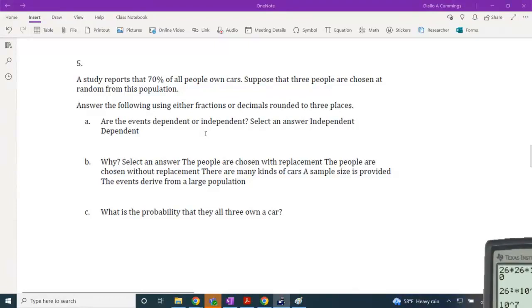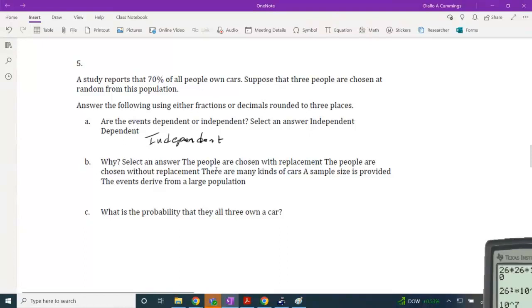Now, if it's a large population of people, I doubt very highly that the 3 people know each other at all. Because you're dealing with a population, and anytime you see a population, you're dealing with a large group of people. So the events would be independent, because choosing one person has no bearing on what the other person says about owning a car. So it will be independent.